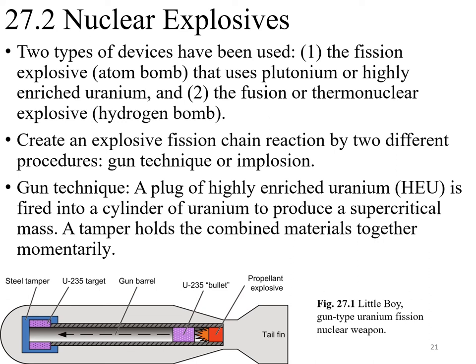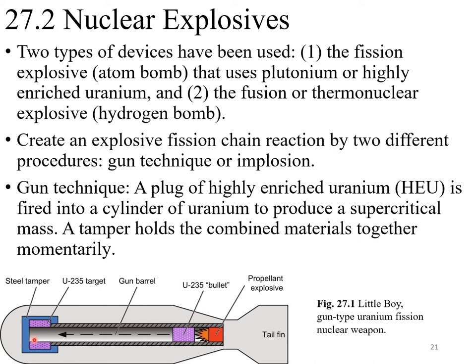It is possible to create an explosive fission chain reaction by two different procedures, either by the gun technique or by implosion. This figure simplifies a gun system in which a plug of highly enriched uranium is fired into a cylinder of uranium to produce a supercritical mass. The uranium-235 bullet is fired from the right-hand side to the left-hand side. Together, they will make a supercritical material. A chamber holds the combined material together momentarily.